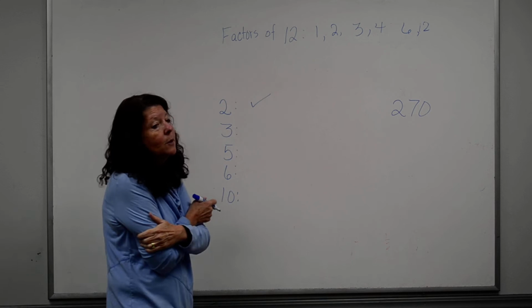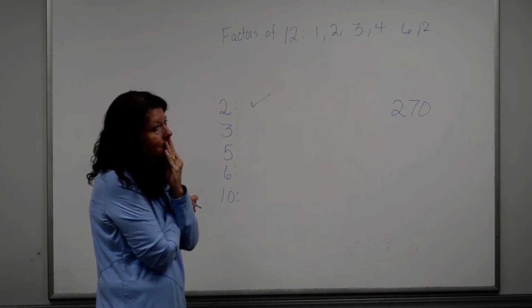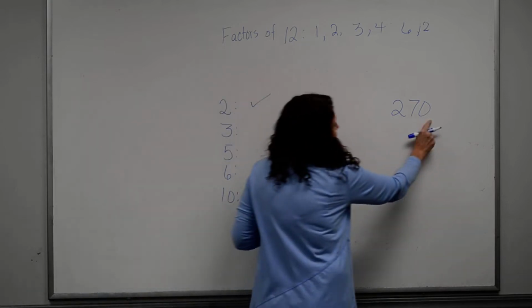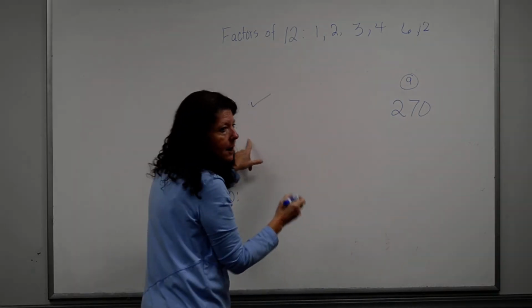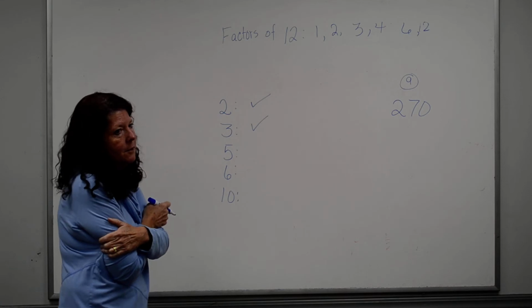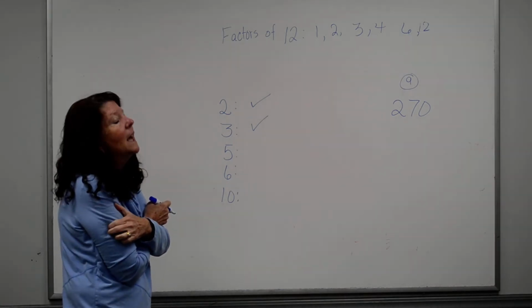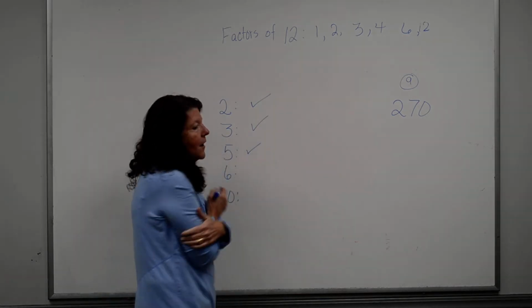Can I divide 3 into it? How do I know that? Because when you add the numbers, 2 and 7 is 9. When I add these numbers together, I get a 9, and 9 can be divided by 3. So I can divide it by 3. Can I divide 5 into it? How do I know? Because it ends in a 0 or a 5, so therefore I know it's divisible by 5.